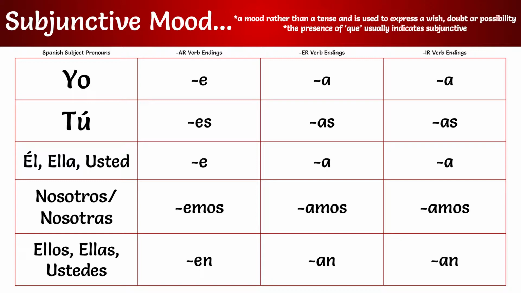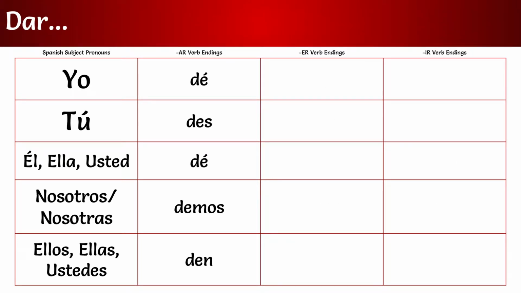For example, with the word dar, it would be yo dé, tú des, él, ella, usted dé, nosotros y nosotras demos, and ellos, ellas, ustedes den.